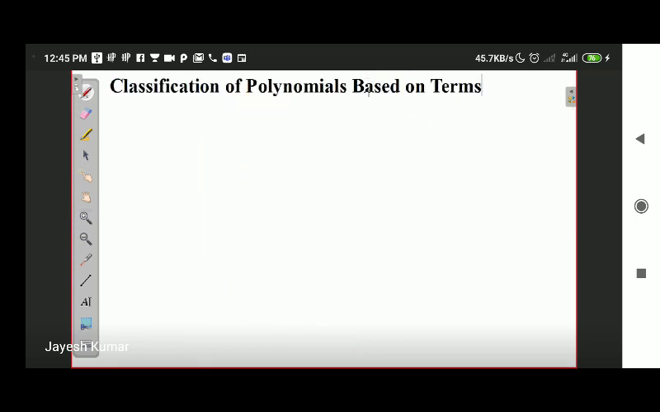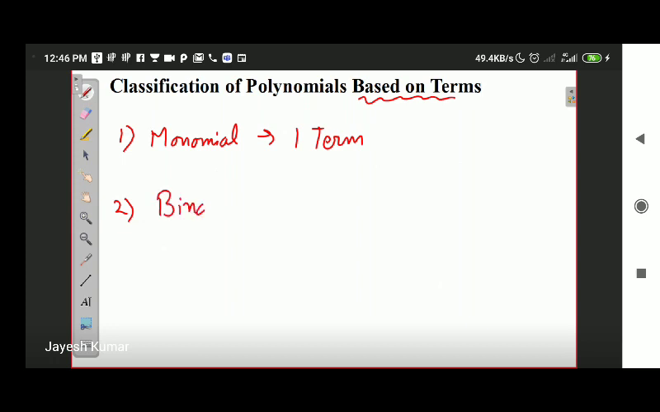Next is classification of polynomial based on terms. Based on terms, we classify polynomial in 3 parts. First is your monomial. Monomial means one term. Next is binomial. Binomial means 2 terms. And third is trinomial. Trinomial means 3 terms.